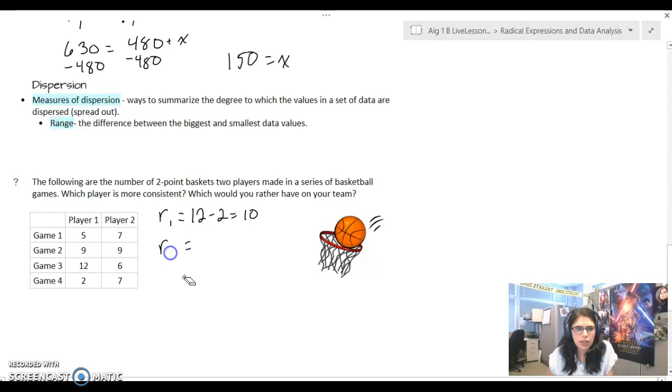For player 2, I'm going to call that range 2. There we go. The highest number of baskets is 9. The lowest is 6. So 9 minus 6 is 3. So this first player had a higher maximum value than the second player, but their range is much bigger. They can get 12 or they could get 2. They're not very consistent. So the second player is more consistent. So you would probably rather have them on your team because they are a more consistent player.